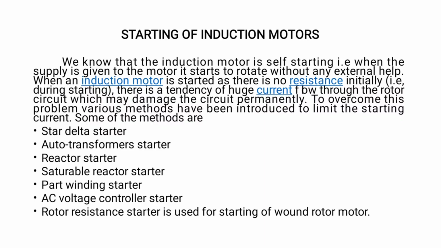To overcome this problem, various methods have been introduced to limit the starting current. Some of the methods are star-delta starter, auto transformer starter, reactor starter, saturable reactor starter, part winding starter, and AC voltage controller starter. Rotor resistance starter is used for starting of the wound rotor motor.